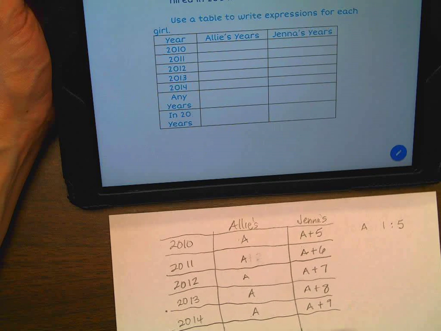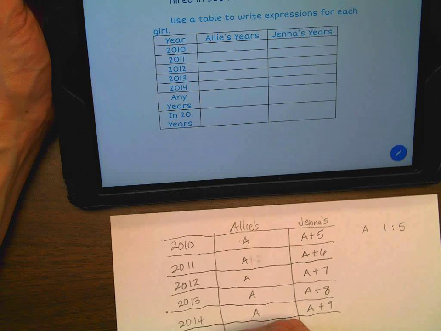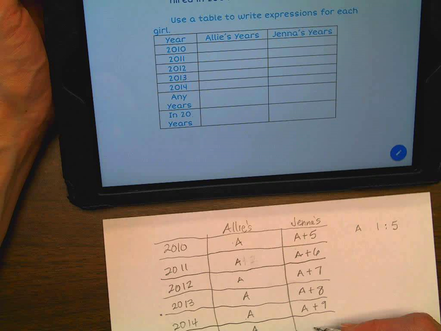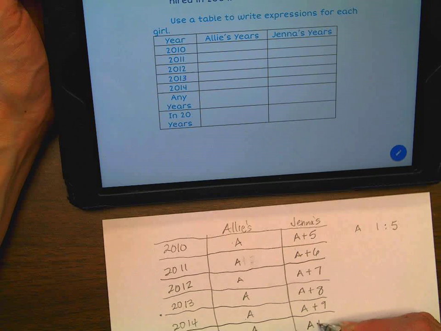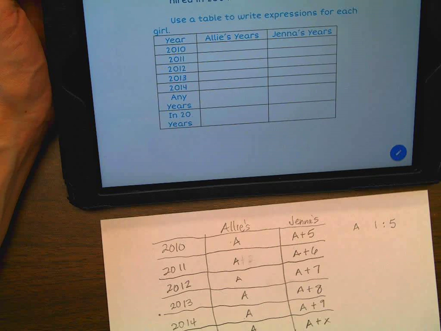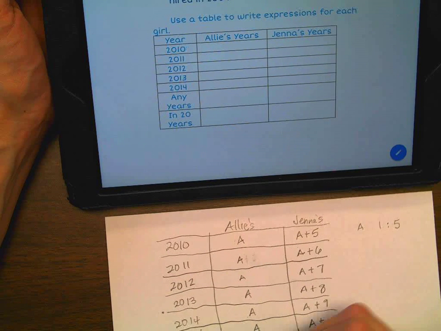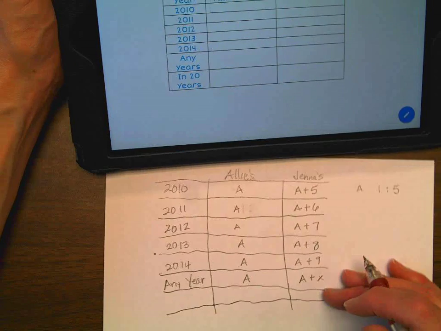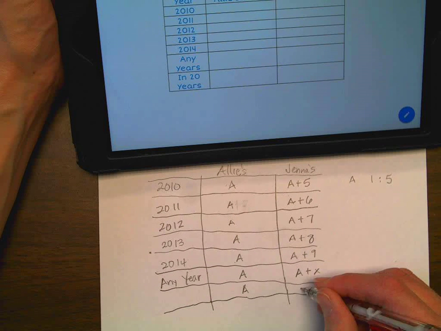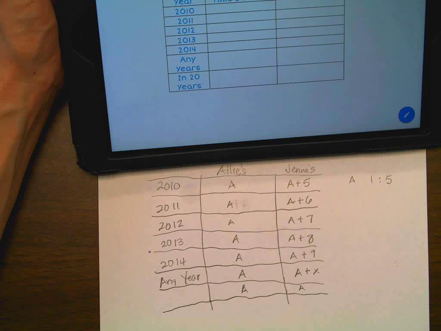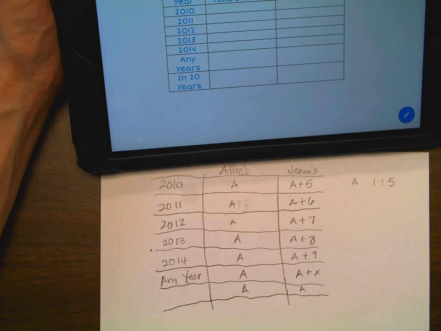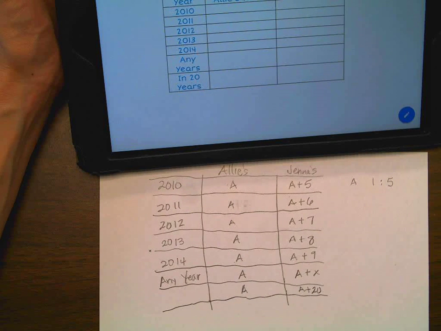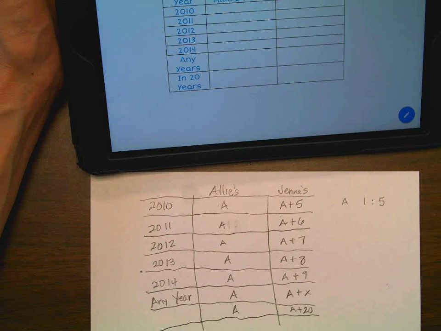Then how are we going to show any number of years for Allie? Well, it would still be Allie, and then Allie plus x, because it's any number. It could be 1, it could be 3, it could be 7. The last one we have is how old they would be 20 years later. We had Allie, and you take Allie's and add what? If you're putting 20 above here, then what you do to one person, you have to do to the other, so it would be Allie plus 20. Does that make sense, how we're building that table with a ratio of 1 to 5?